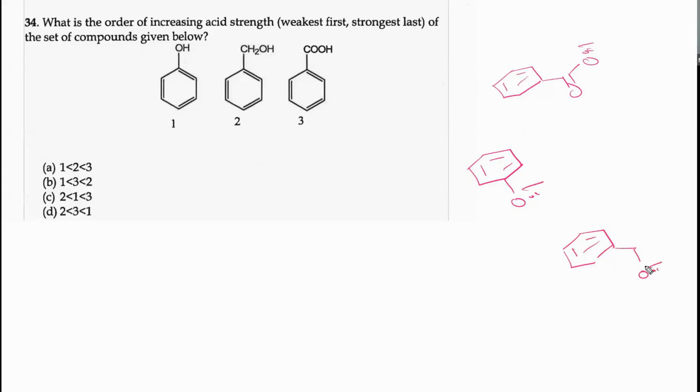So in this one, the electrons are only held by the atom. It is not conjugated. Here the electron is conjugated into the phenyl ring, and here the electron is conjugated into the oxygen atom. So this is conjugated, this is also conjugated, but since this electron is conjugated with the more electronegative atom, that is going to be the most stable base, then the second most stable base, and the least stable base. So in increasing order, it's going to be 2, 1, 3. That is the right answer.